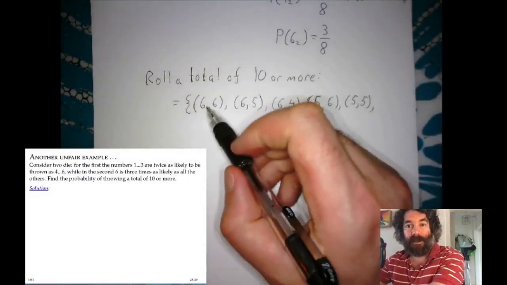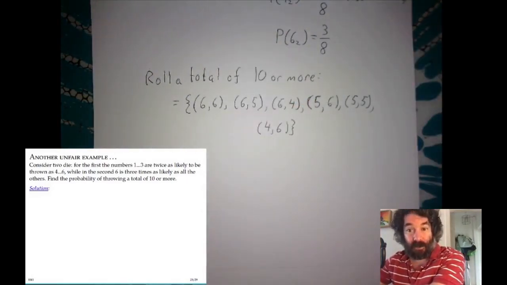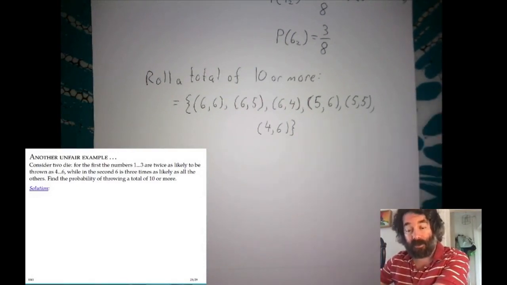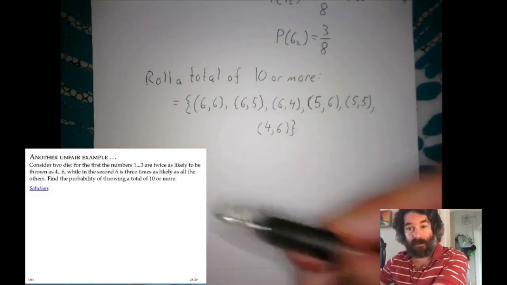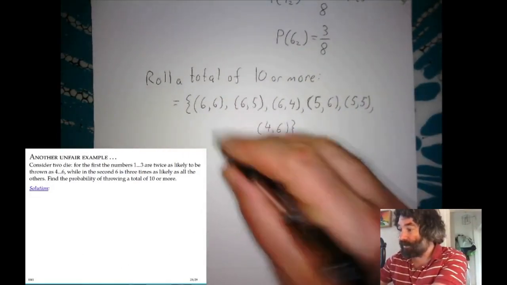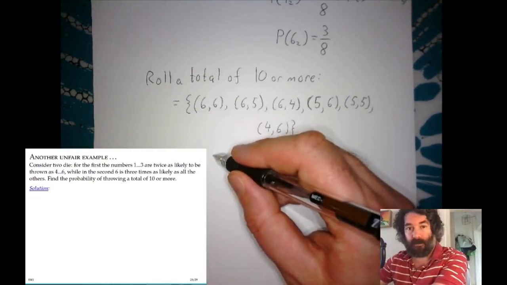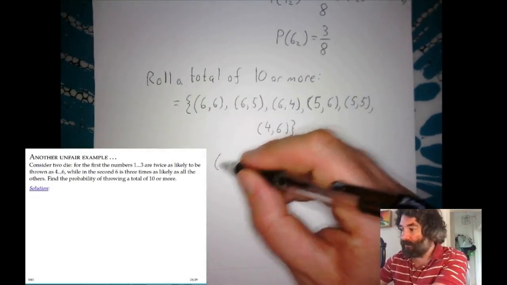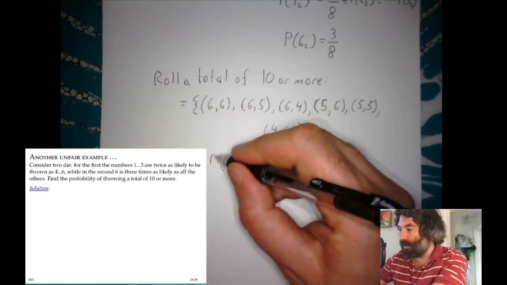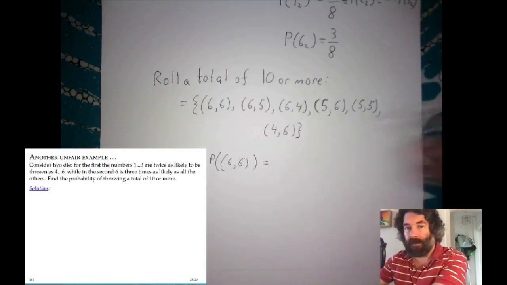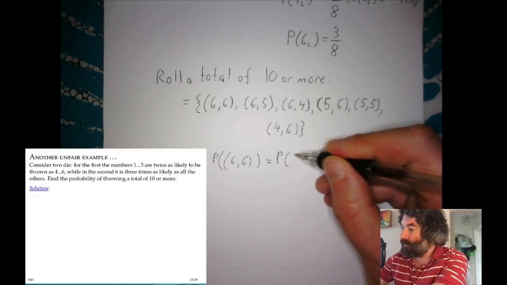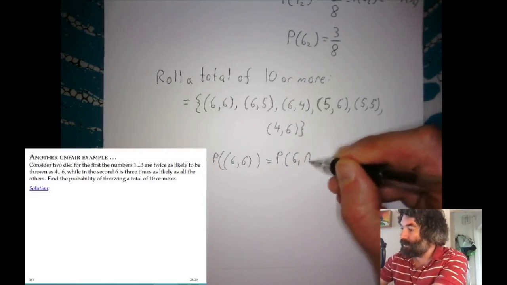And we can find the probability of these individual outcomes based on the fact that the two rolls are independent and the probabilities we found for individual rolls on each of the die. So let's consider first this outcome where we get 6 on the first die and 6 on the second die. What's the probability of that outcome? That itself is an event. That's the probability that we roll 6 on the first die and 6 on the second die.